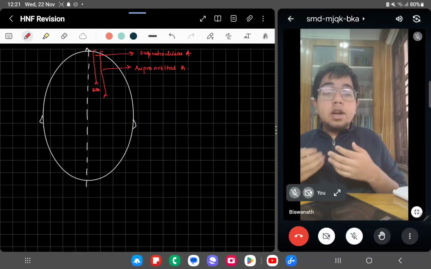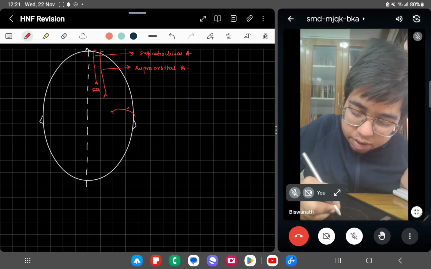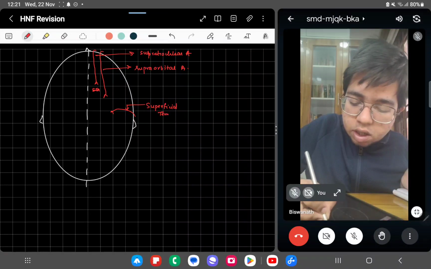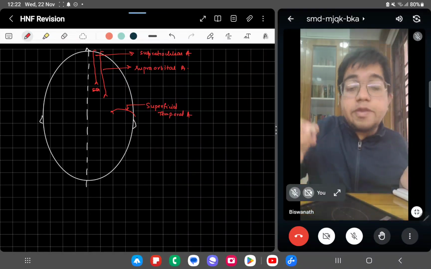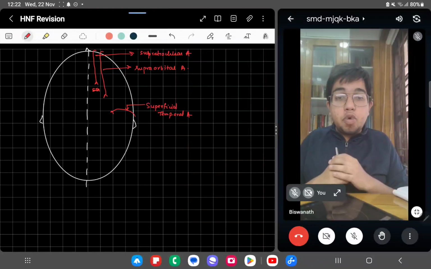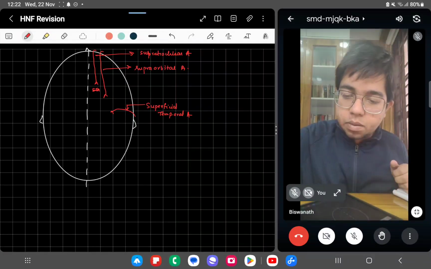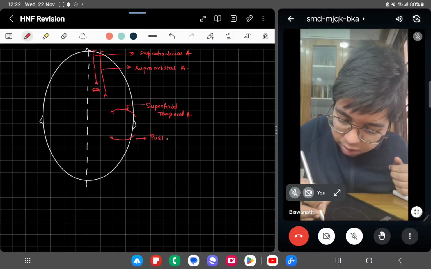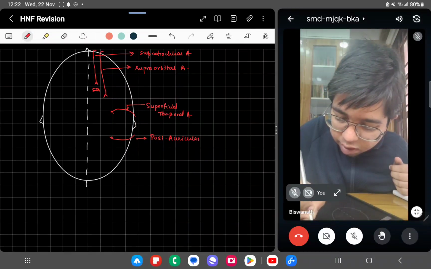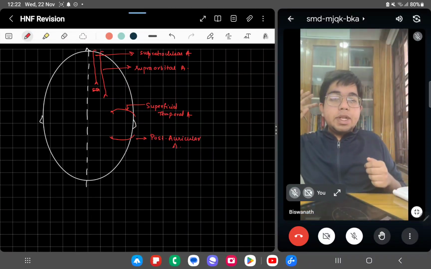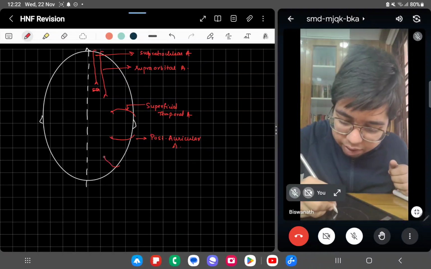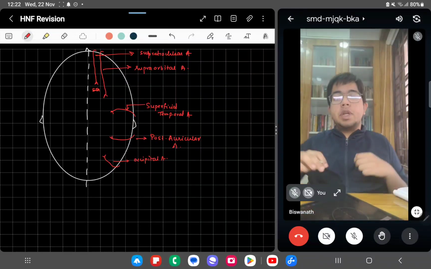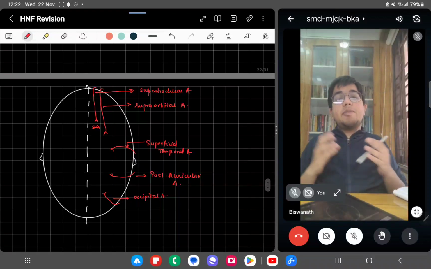Then these are your arteries. Then what? Then another artery. What is the another artery? Here we'll have our superficial temporal artery. Understood? Then afterwards, what artery we have? We have our posterior auricular artery, and at last in the occipital side we have our occipital artery. So that completes. You can see that it is supplied by 5 arteries.